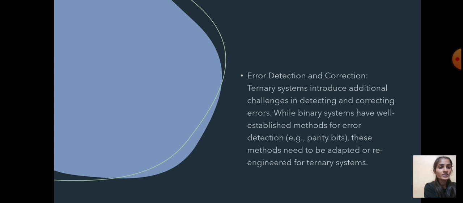Next, error detection and correction. Using a ternary encoder, how we detect errors and how we correct them, we are going to discuss. Ternary systems introduce additional challenges in detecting and correcting errors, while binary systems have well-established methods for error detection, for example, parity bits. These methods need to be adapted or re-engineered for ternary systems.